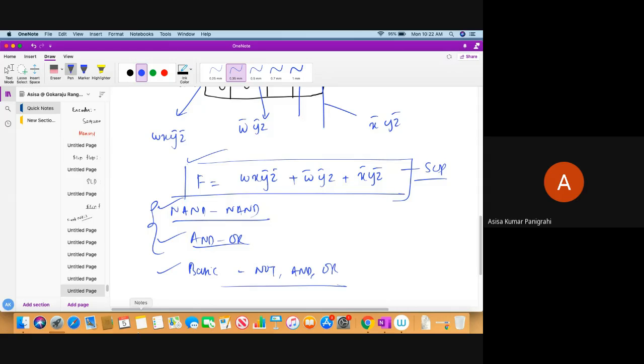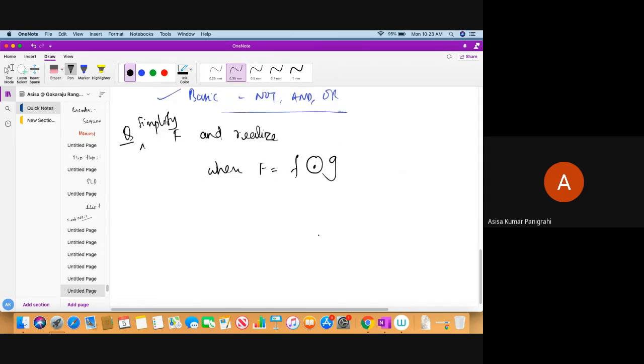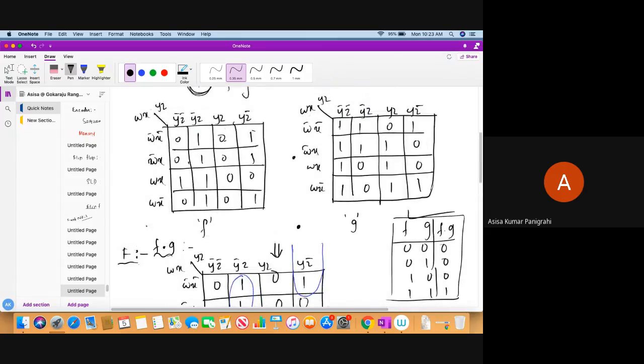Okay, let's say the question gets modified. Some questions get modified like this: simplify capital F and realize, where F is F XNOR G, and similarly F is given by the same equation, and G is given by the same equation to you. So what you need to do at that time? Up to this it's all similar, students. Getting F and G is similar.